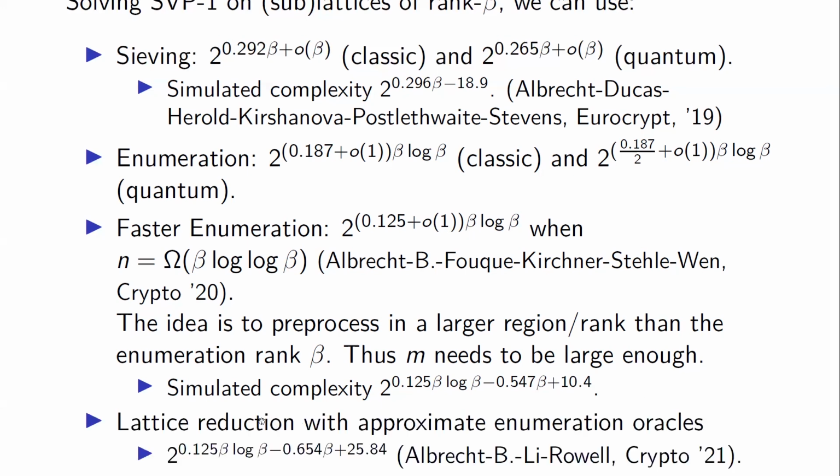There's also another improvement which is practical in the sense that it does not improve the asymptotic estimate, which is this 0.125, but it slightly improves this little o(1) term, which decreases from 0.547 to 0.654. So the idea is to use some approximate SVP solver inside this SVP1.